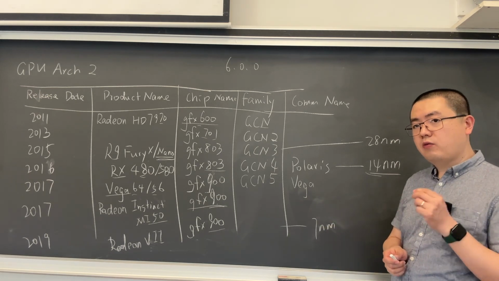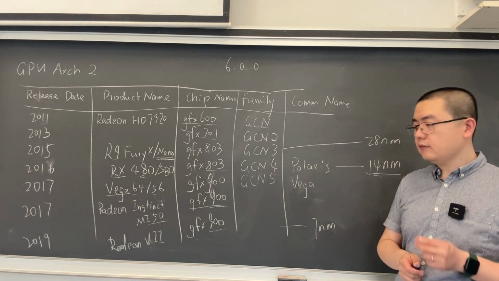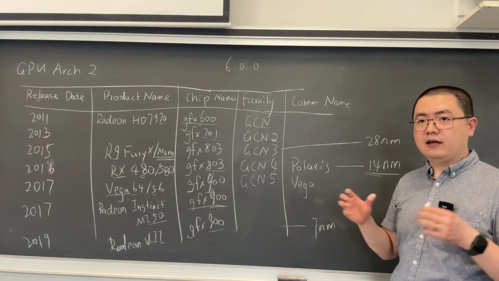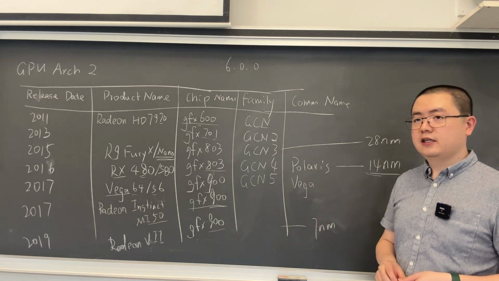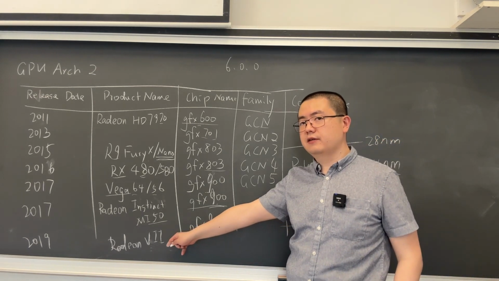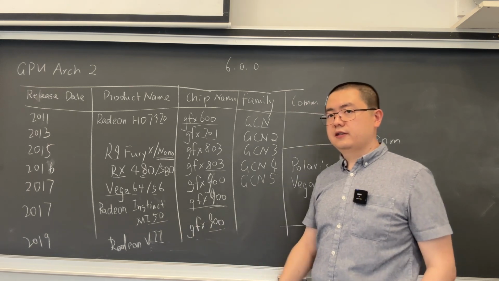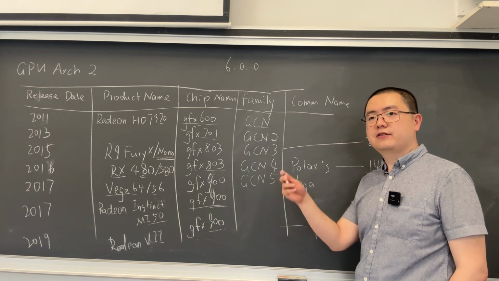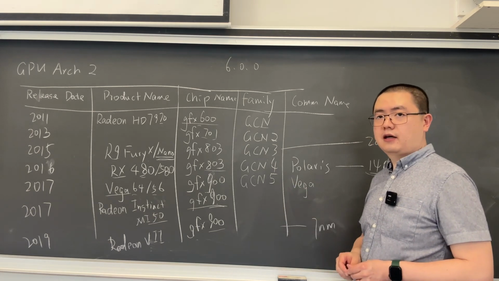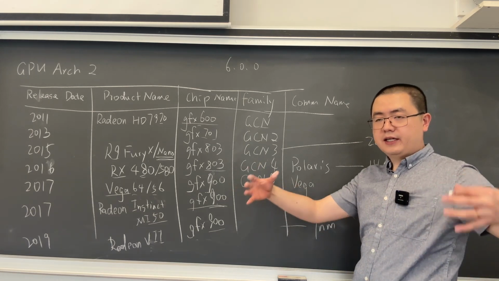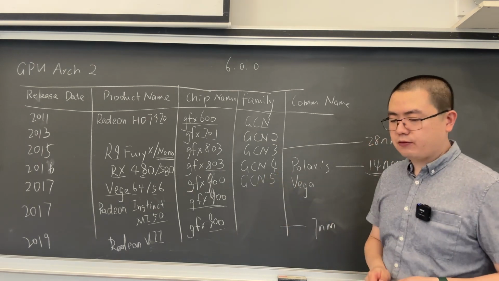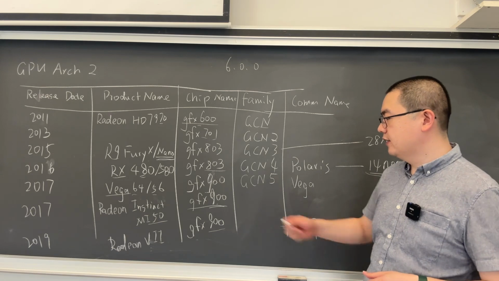AMD still wants to make big chips, but they find problems. The scalability is not working anymore, so they cannot really squeeze a lot of resources into a larger chip. If I remember correctly, this is 300 millimeter square or something, but the highest end is 600 to 800 millimeter square. So they cannot really make large GPUs. If they make large chips, the communication latency will be too high. We'll see why the communication will be too high later.